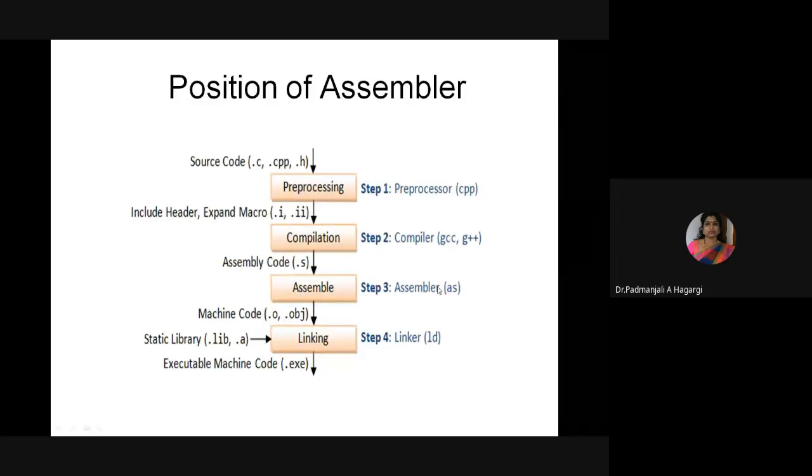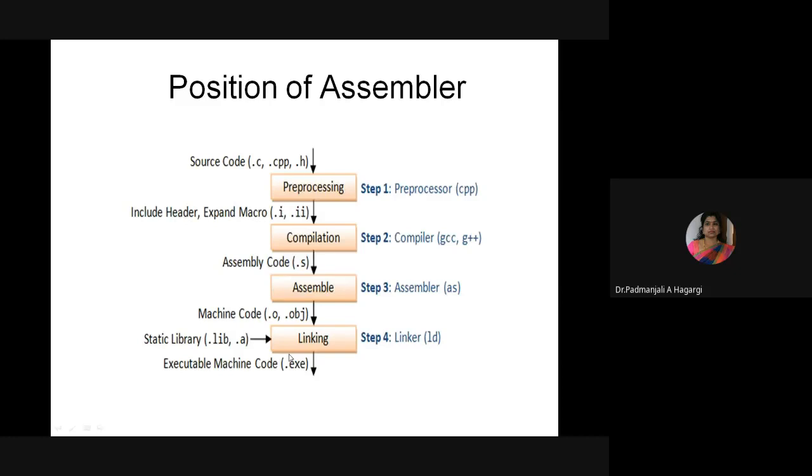I hope you all have understood why the assembler is very important, whether the language is a higher level language or a low level language. It is very important to convert it into the machine code or the object code. Before that, the high level language goes through lexical analysis and syntactical analysis, giving the parse tree, so that it can go to the translator, and the assembler converts it into the machine code. After this machine code generation, it is very important to convert it into the executable code. Using the linker, it gets converted to the executable code.